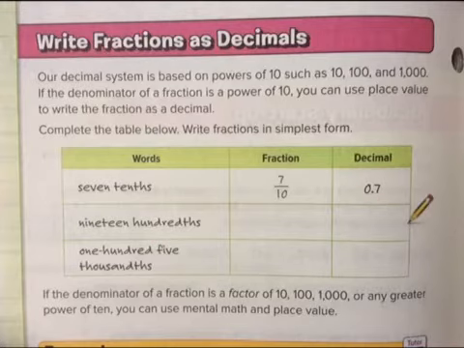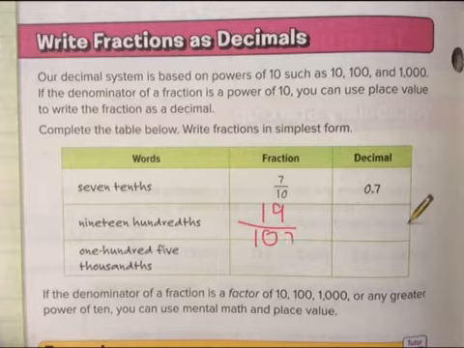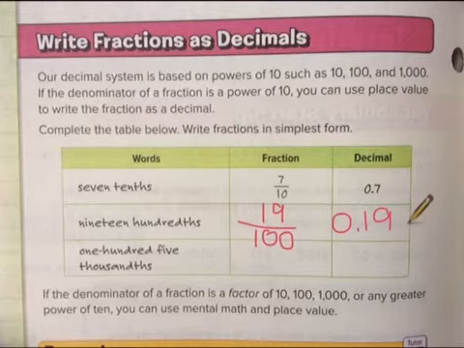19/100. Well, the way we would write it, we write 19/100. 19 out of 100, right? 19/100. And then you would write it as 19 in the hundredths place. You have to know place value to be able to do this.